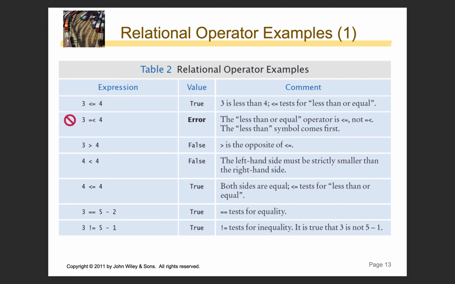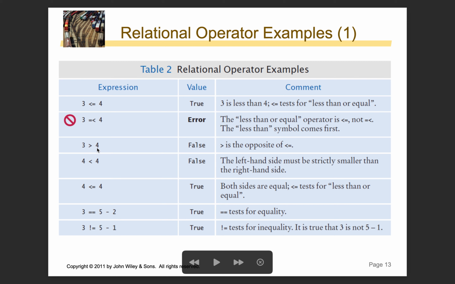Okay. Some more examples in a table. Is 3 less than or equal to 4? Yep, that's true. 3 is less than or equal to 4. So we get a true out. 3 is less than 4. Less than or equal to tests for less than or equal. 3 equals less than 4 gives us an error because the less than or equal operator is written as less than and then the equal sign, not equals, then a less than sign. So this example would give us an error.